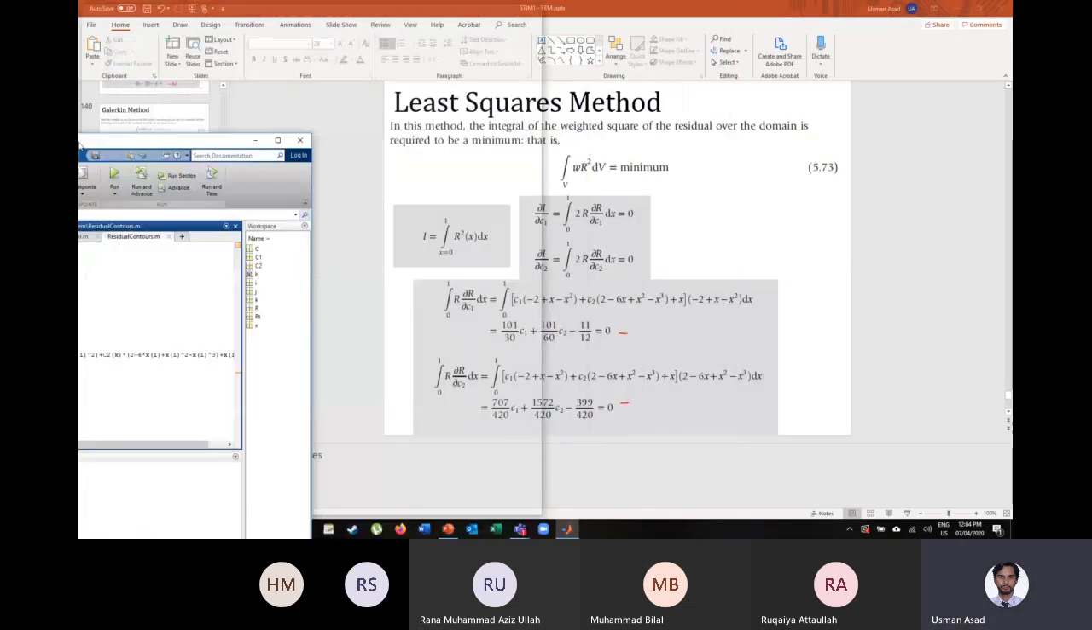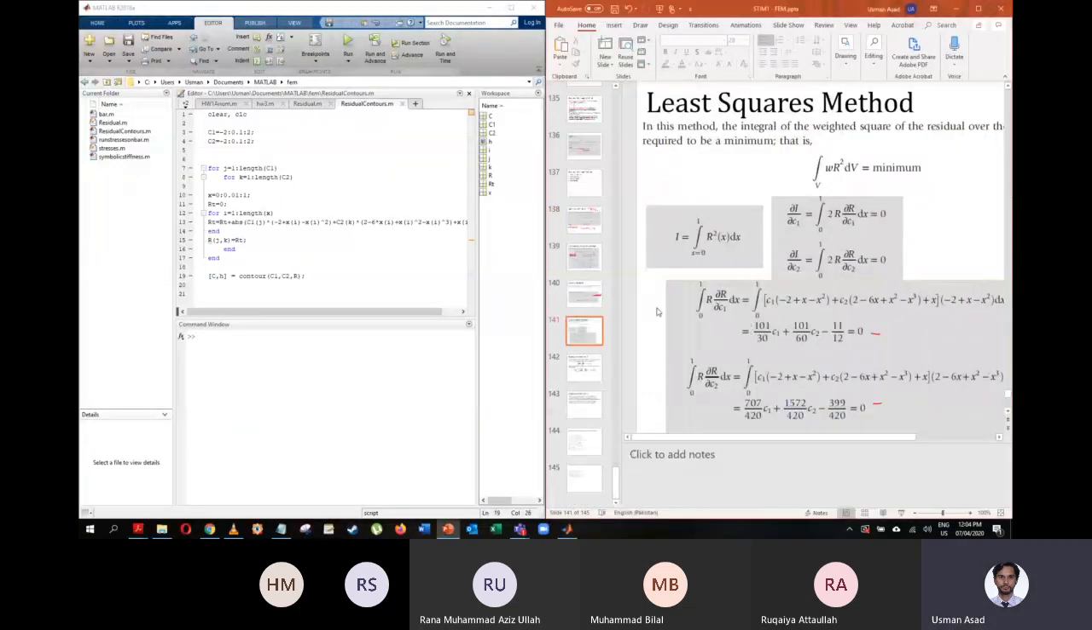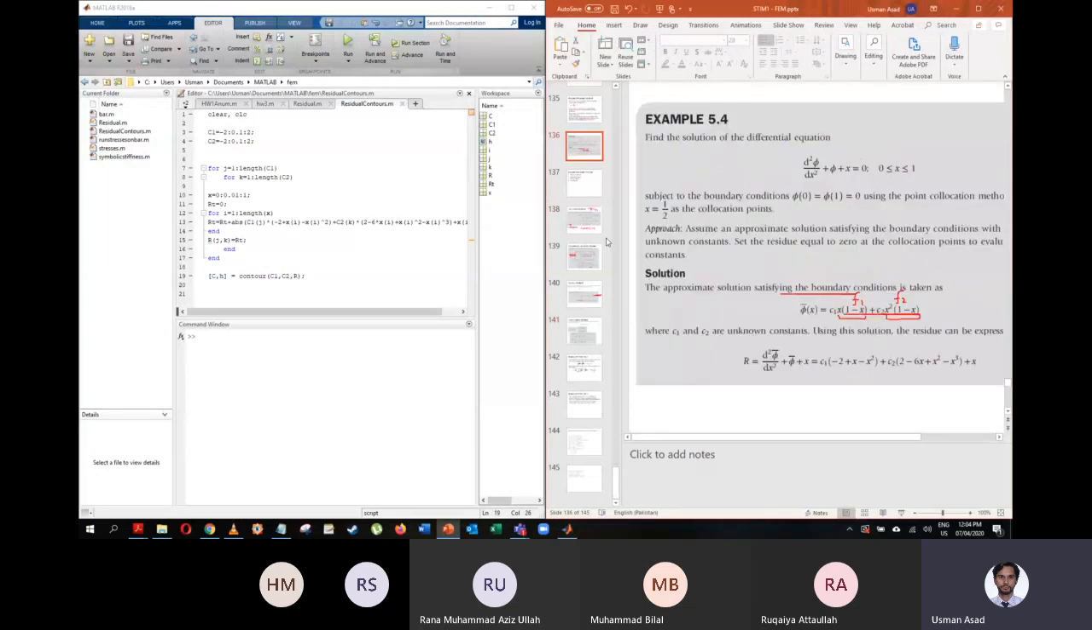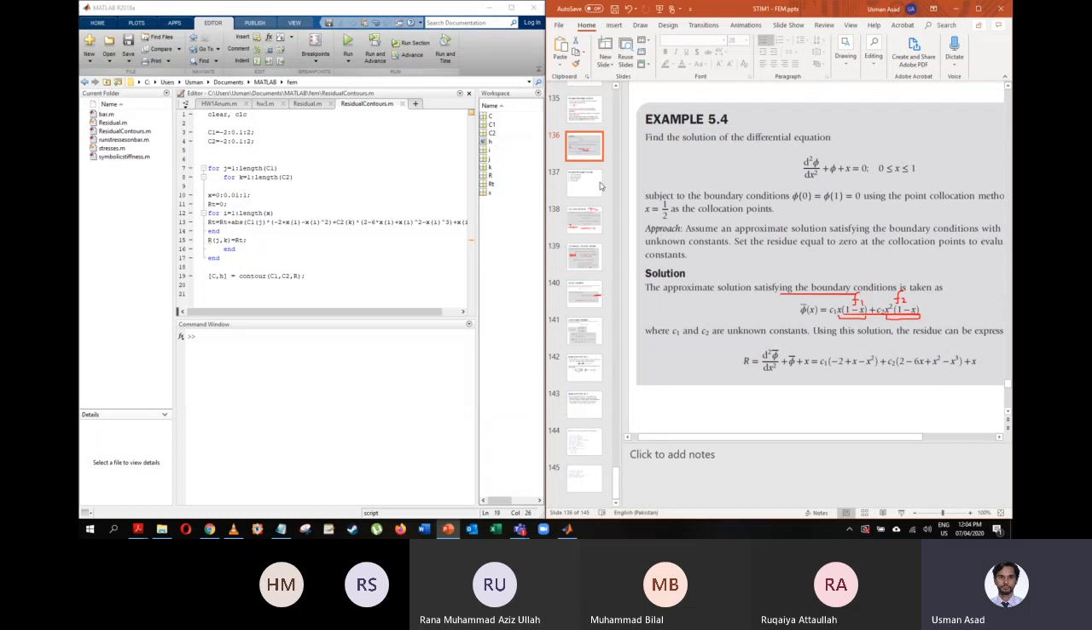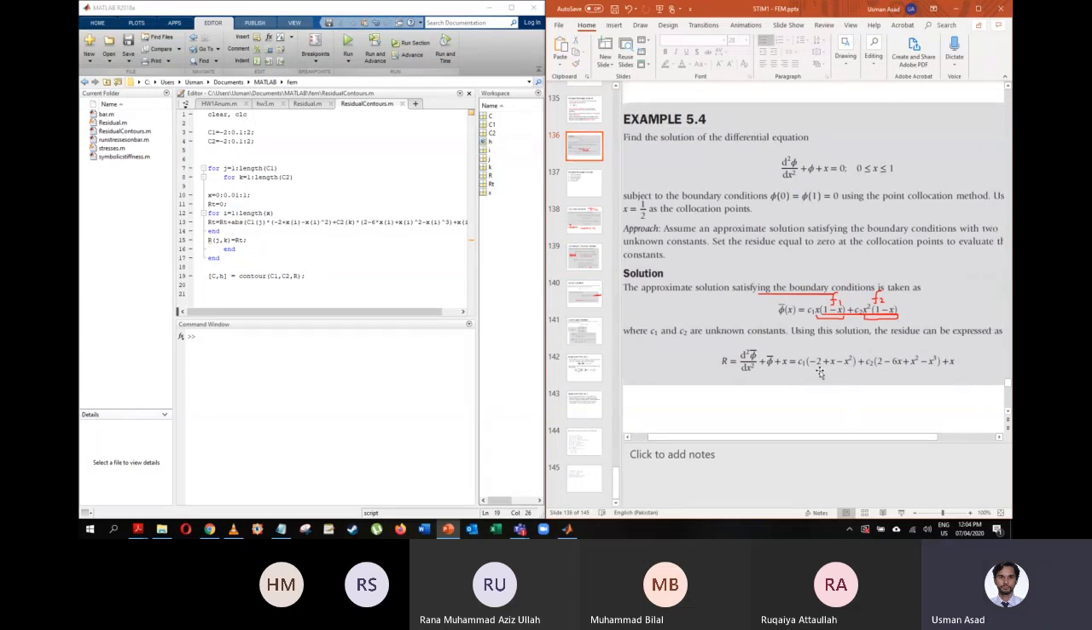आपको ये शायद साथ में अभी अपने पास लिख के भी रख लें तो बेहतर होगा ताकि आपको ये बार-बार लिखना ना पड़े. But recall that your value of R, the residual, is this. ठीक है. This is your value of the residual. C1 into -2 plus x minus x square plus C2 into 2 minus 6x plus x squared minus x cube plus x. This is your value of your residual.